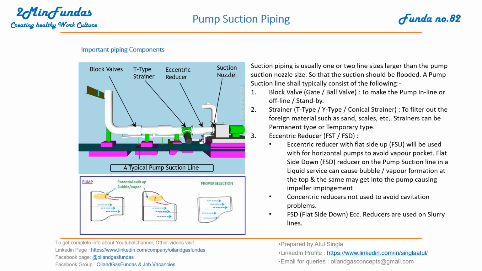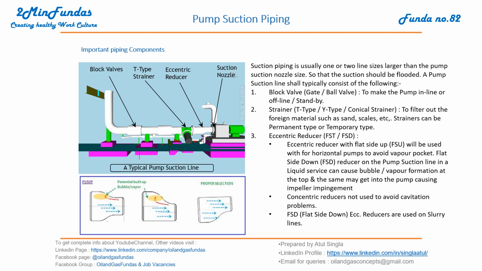Eccentric reducer. So this is a concentric reducer. Eccentric reducer with flat side up. Now this is a typical thing which we need to remember: the reducer should be flat side up. Why should it be flat side up? To avoid a vapor pocket. We don't want any kind of vapor pocket here, so it should be smooth and flat at the top.